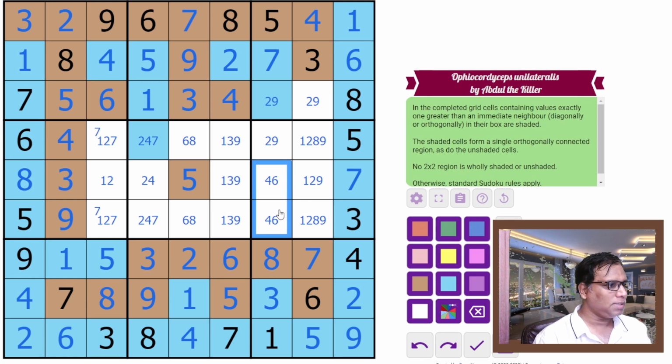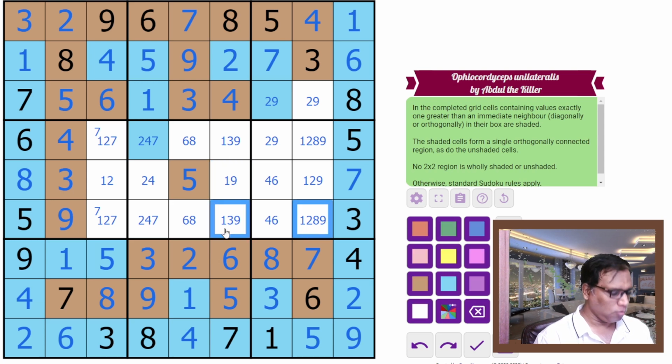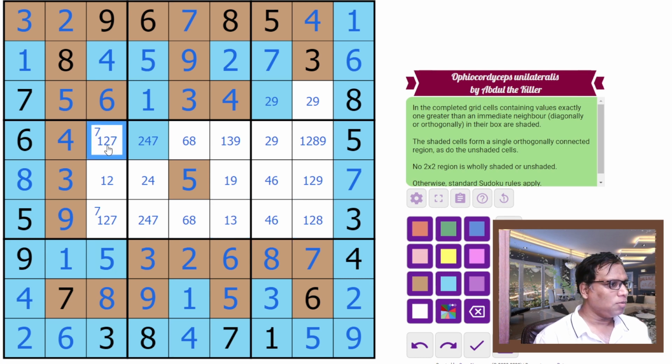That's 4, 6, 4, 6. This 3 goes across this. That's not 3. This 9 goes across this. Those two are not 9. And now look, this must be light because to avoid this deadly pattern, this must be light. But that can still be anything, 1, 2, or 7.